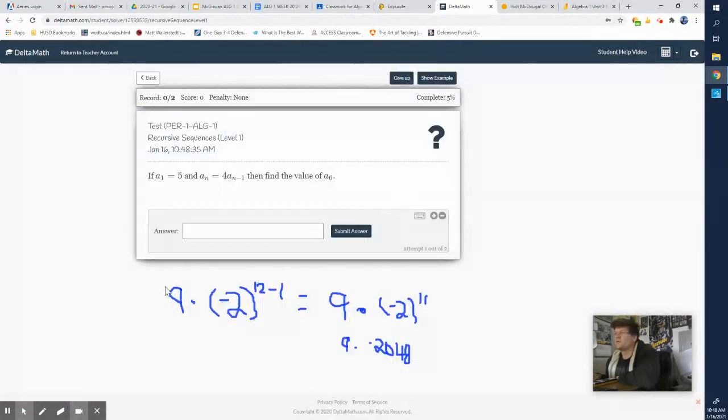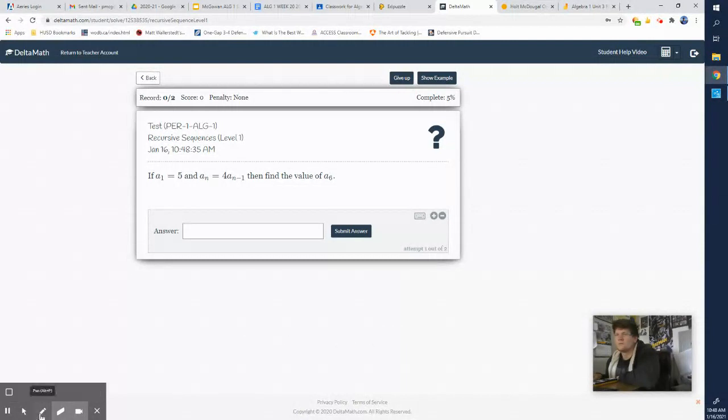Looking at our recursive formulas, remembering that it's just A1 equals first term, AN equals whatever our pattern is with AN minus 1. So if I'm looking at this one here, I have A1 is equal to 5, AN is equal to times 4 AN minus 1, and we want the sixth number. So let's come up with our list.